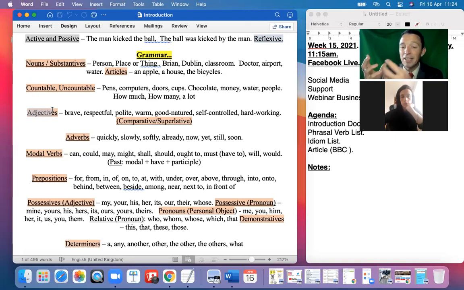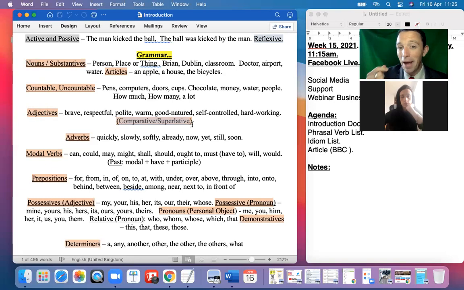So in English, the adjective is before the noun and the function is to describe. In relation to the adjectives, we have a concept of the comparative and the superlative. So when you compare two things, for example, this man is small, but the other man is smaller than this man, but this man is the smallest. So that's the comparative and the superlative.